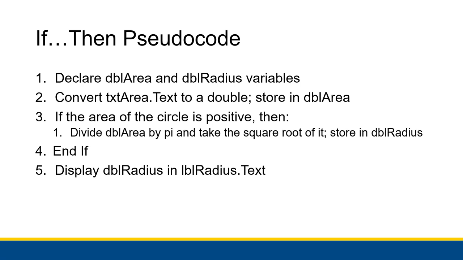And if that assertion is true, if it's evaluated to be a true expression, then Visual Basic will take us into here. It will divide double area by pi and take the square root of it. Since it's pi r squared, we're kind of reversing pi r squared here, and then it stores it in double radius. So all of a sudden, double radius now has a non-zero value because the area is positive. If the area wasn't positive, double radius would still be 0.